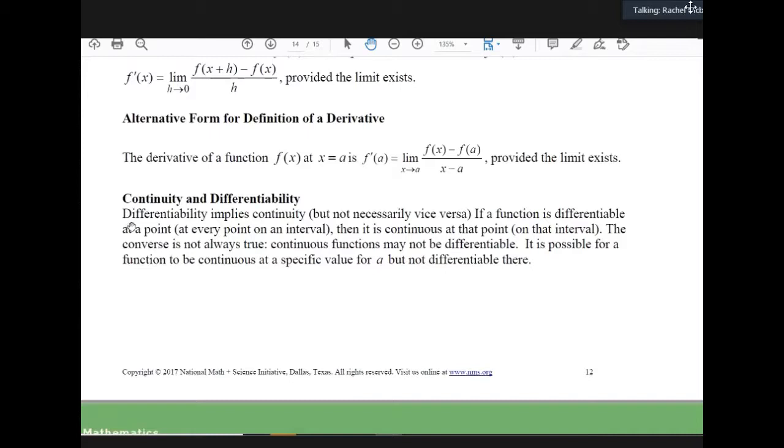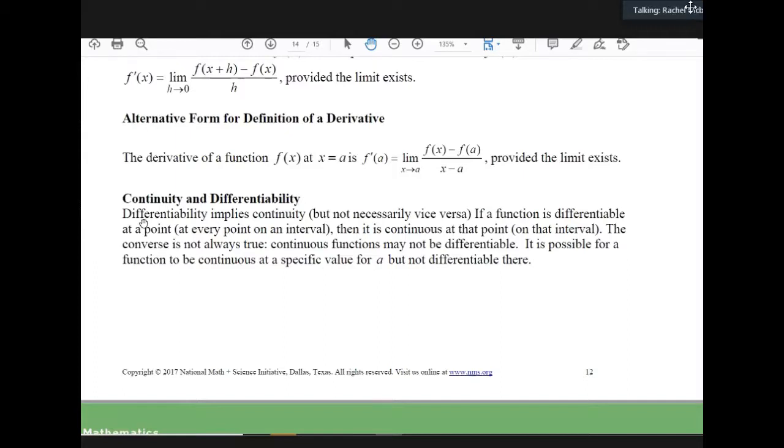Continuity and differentiability. Differentiability implies continuity, but not vice versa. You can have a continuous function that is not differentiable. Case in point, absolute value. Absolute value functions are continuous, but not differentiable at all points because they have a corner.